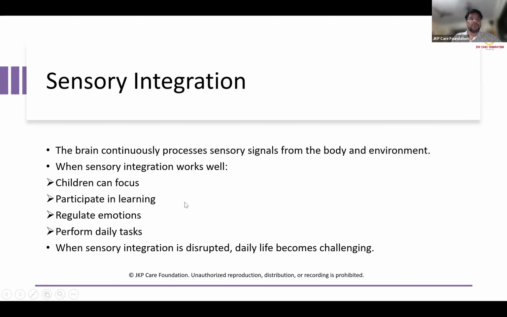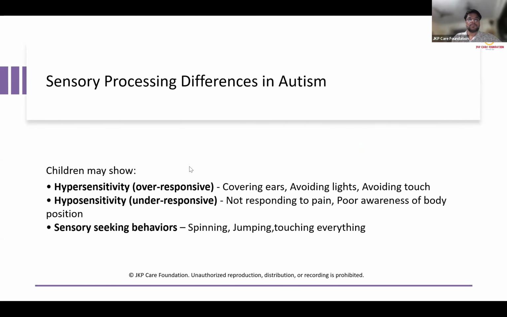This I have already explained to you. So sensory processing differences in autism. In autism, children may show hypersensitivity, being over responsive, covering ears, avoiding lights, and avoiding touch. Or hyposensitivity, being under responsive, where the processing is happening slowly and the brain seeks more information. Sorry, where the senses are not able to give proper signals. That is hyposensitivity. So not responding to pain, poor awareness about body position, your proprioception, your interoception. When the senses are not working properly, then you get hyposensitivity.